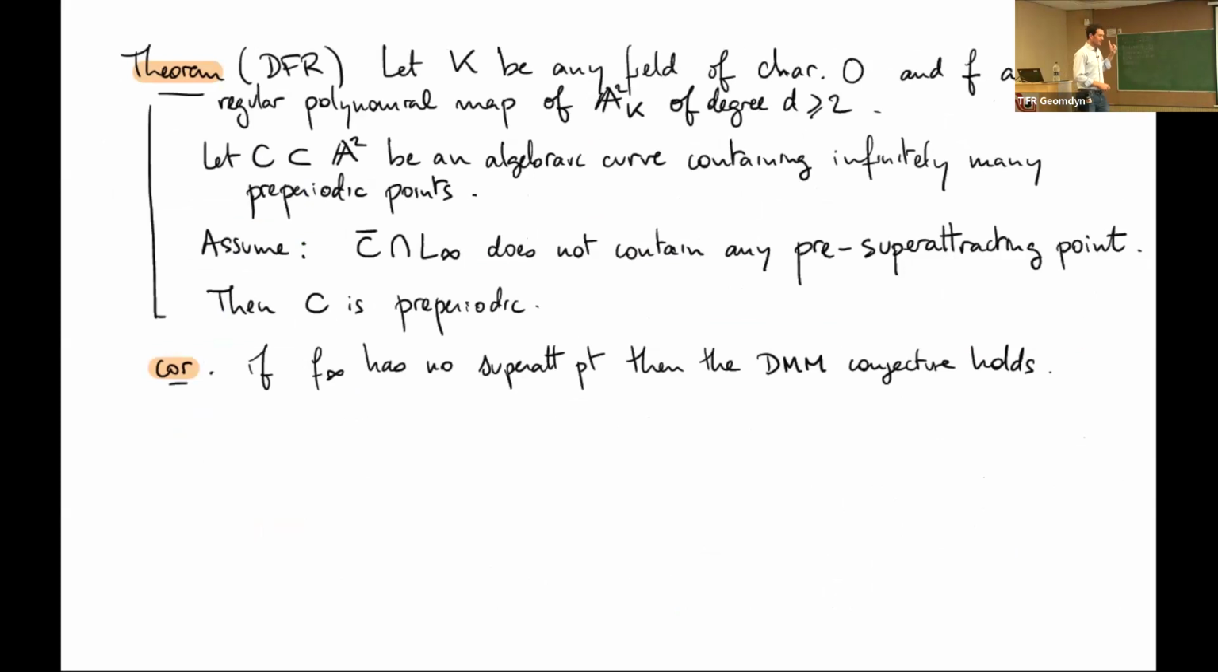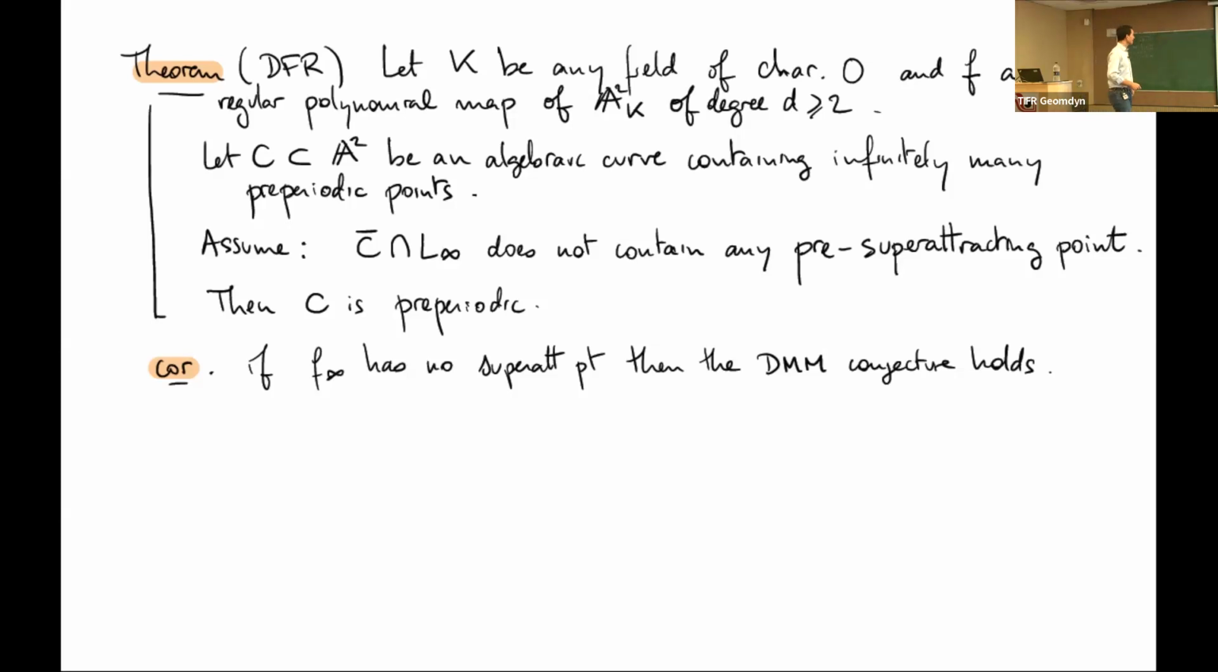So okay, one last remark. In the previous theorem, we did not leave the complex numbers. Okay, so here we will have to leave the complex numbers. Take any field of characteristic 0 and take a regular polynomial map, so a polynomial of the plane which extends regularly to infinity of degree bigger than 2. Take an algebraic curve which contains infinitely many preperiodic points.